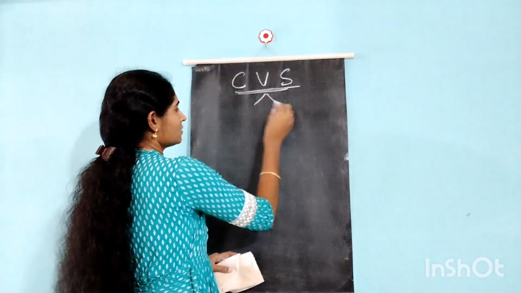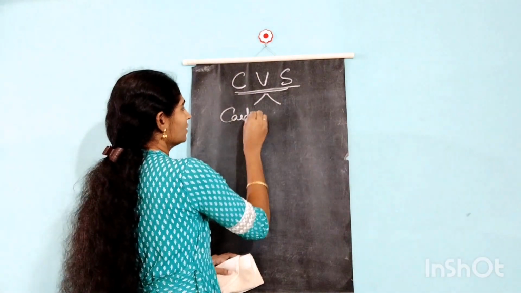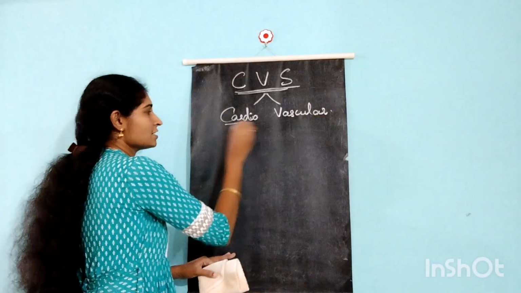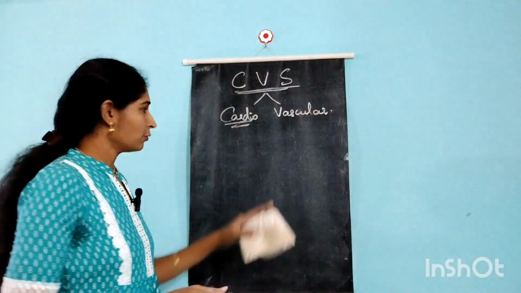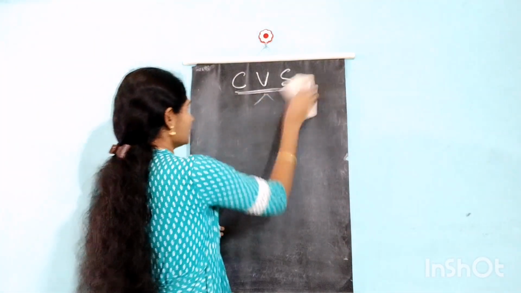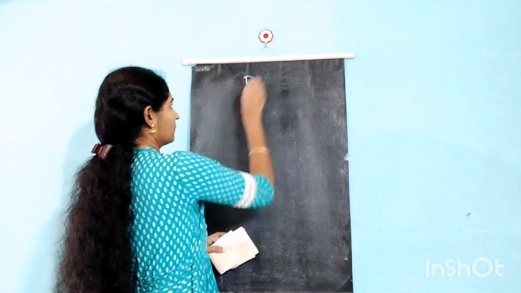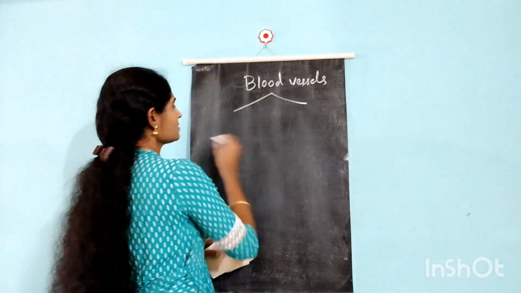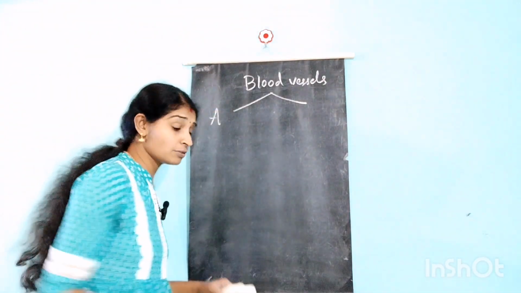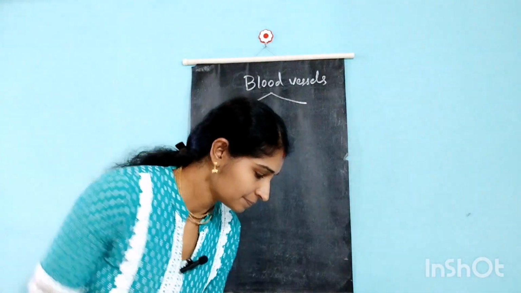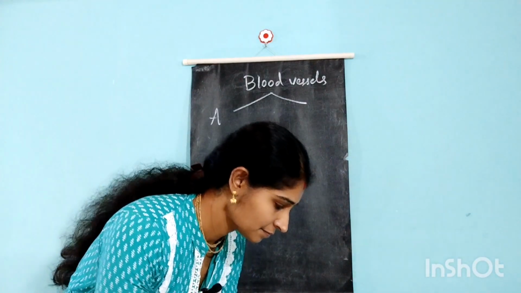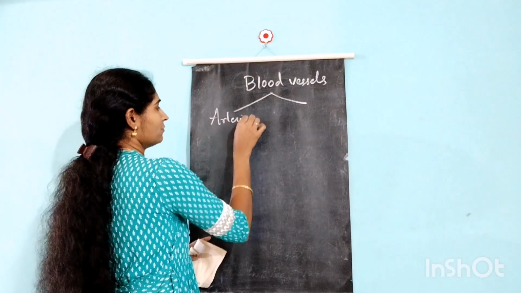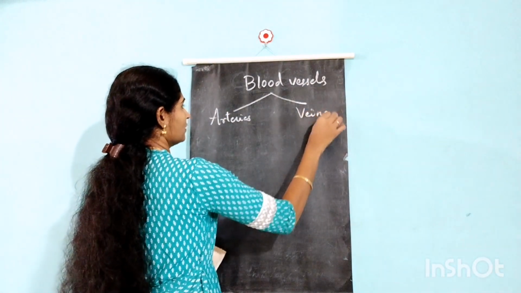So under the cardiovascular system, we said it is cardio and vascular, right? We just finished cardio. Now we are moving on to vascular. Vascular means what? Blood vessels, right? So blood vessels are of two types. What are those? Arteries and veins.